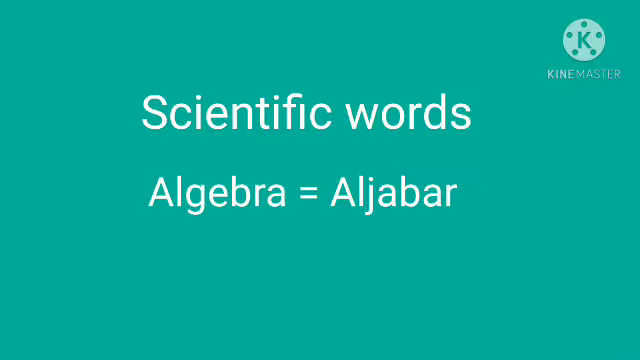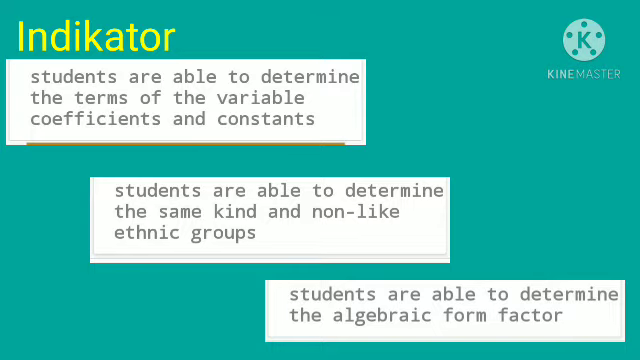Today's topic is algebra, aljabar. Indicators: students are able to determine the terms, variables, coefficients, and constants. Students are able to determine like terms and unlike terms. Students are able to determine the factors of algebra.